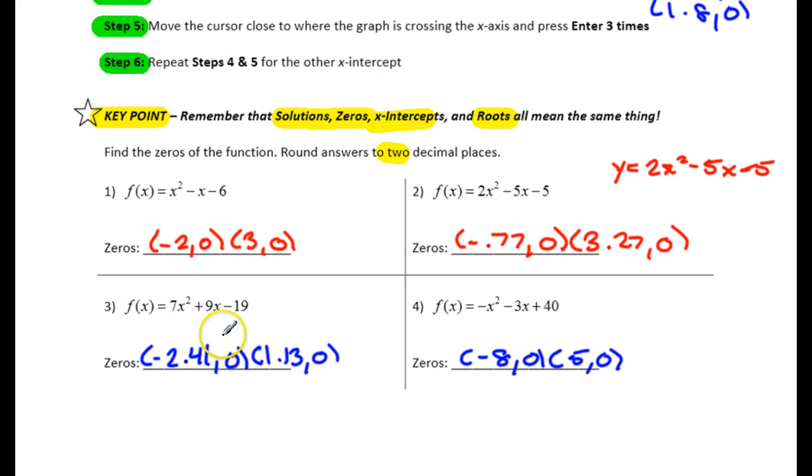Alright, so for numbers 3 and 4, they both had 2 solutions. You should have gotten these for your answers. Okay? If you didn't, come see me so we can clear up any questions you have. Okay? But this is the end of the first part. The second part, we're going to talk more about graphing and actually making the graph. But this is the first part because we will need these x-intercepts to make the graph.